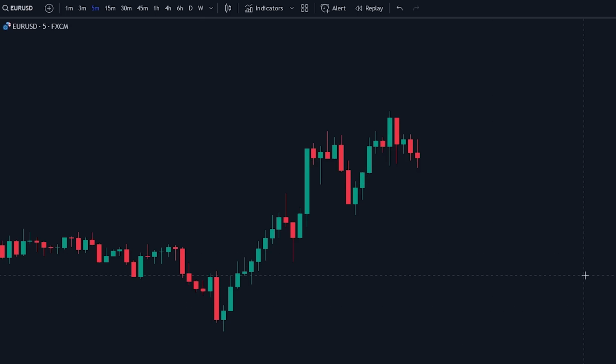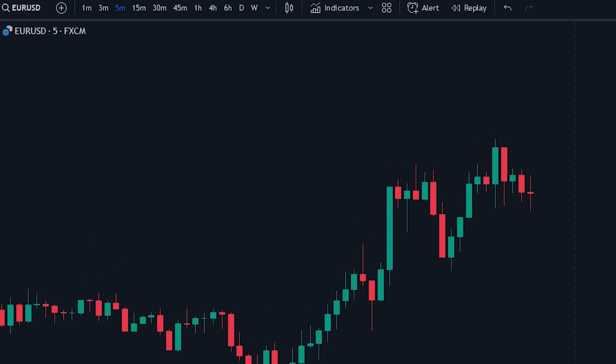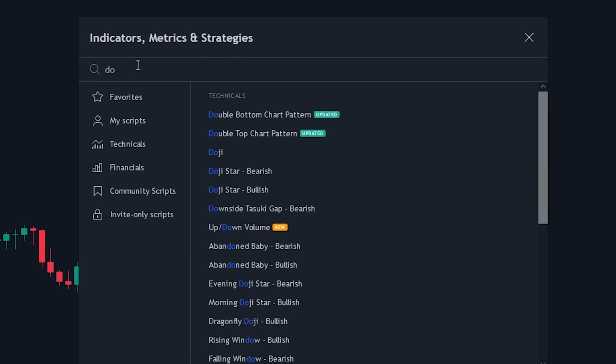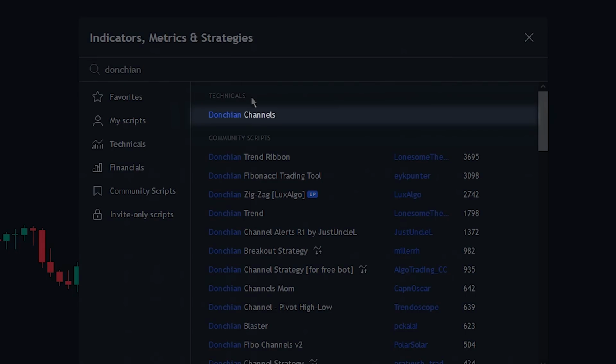Let's first add an indicator to the chart. Navigate to the Indicator Search tab and search for the Donchian channel indicator. Select the indicator made by TradingView and add it to the chart.